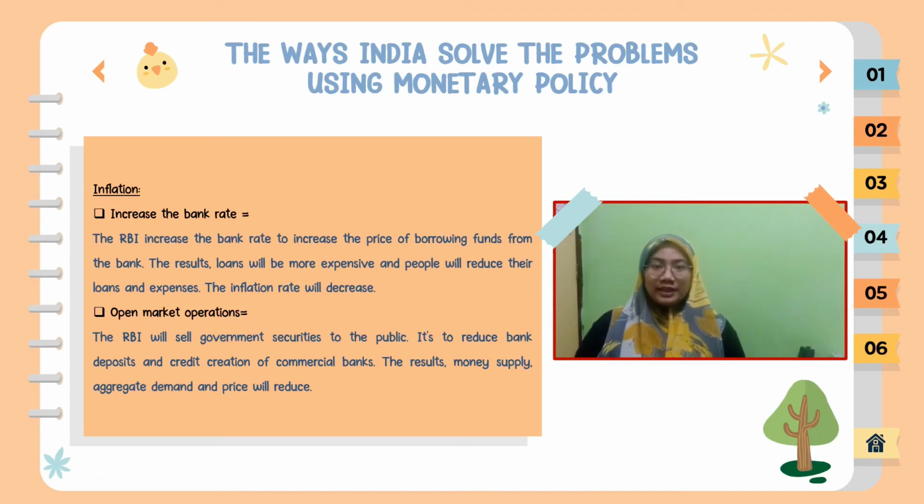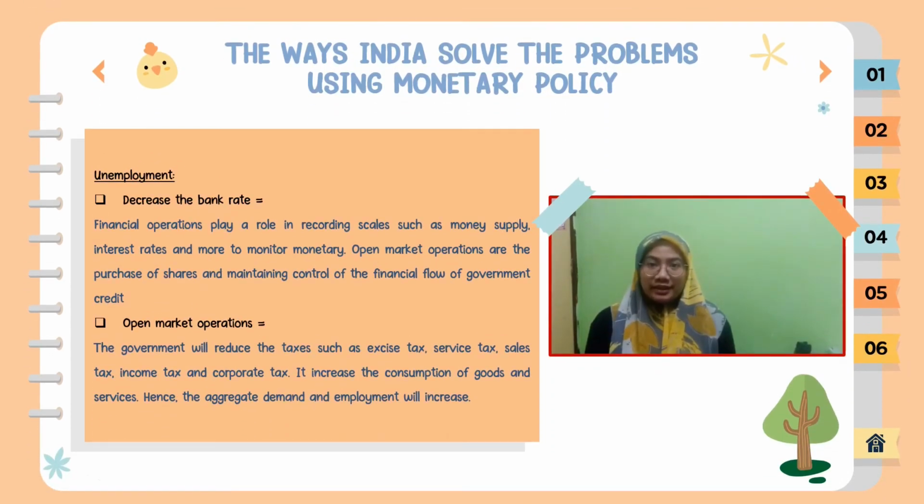Open market operation: the RBI will sell government securities to the public. This reduces the bank deposit and credit ratio of commercial banks. The result: money supply, demand and prices will reduce.